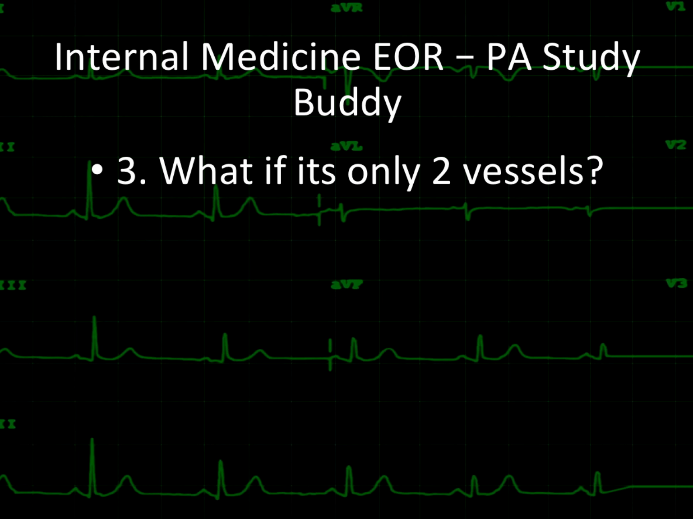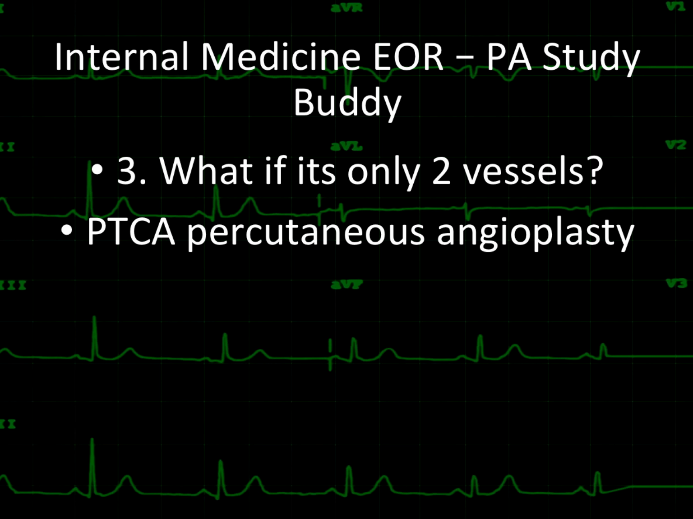Question number 3. What if it's only 2 vessels? They're going to give you a stem with 2 vessels instead of 3 vessels, and the answer for that will be PTCA, percutaneous angioplasty. So you can see how they can get creative with the questions. They can give you a CABG answer, or they can give you a percutaneous angioplasty. You're just going to see how many vessels there are. If it's 2, it's percutaneous angioplasty. If it's 3, the patient is ready for a CABG.